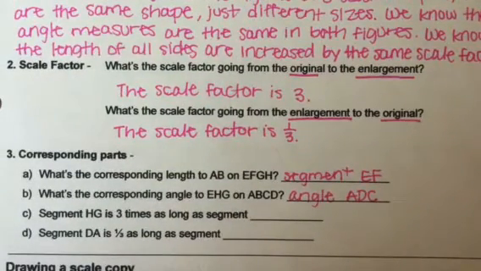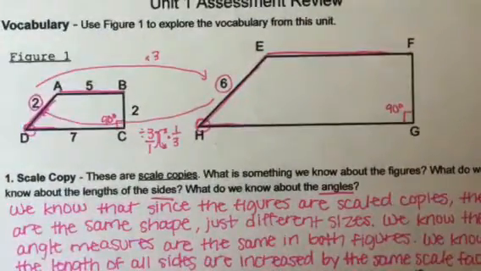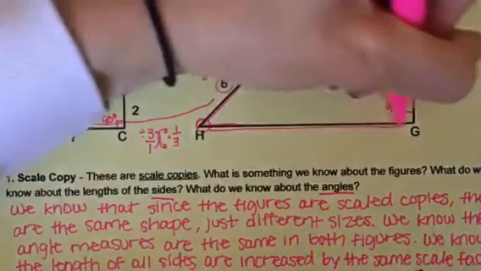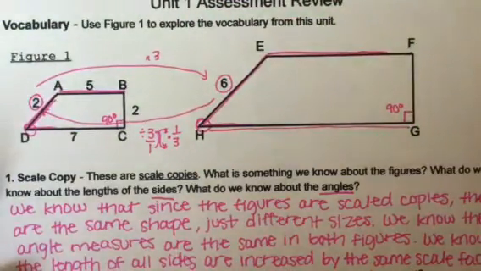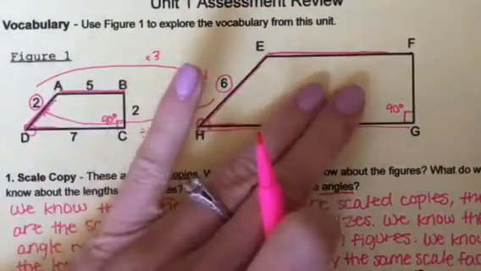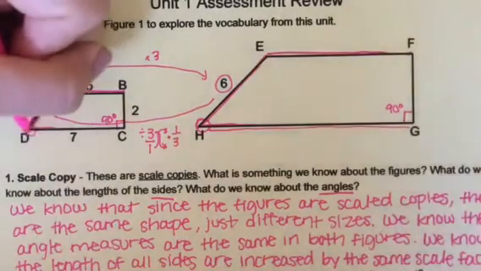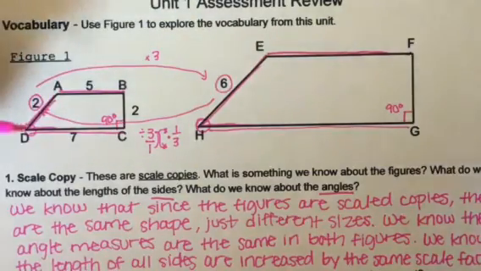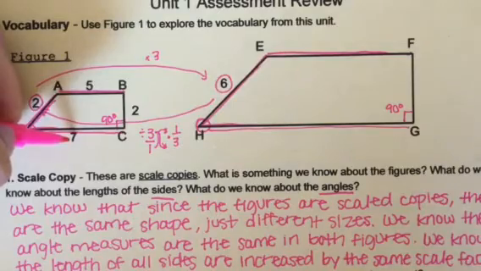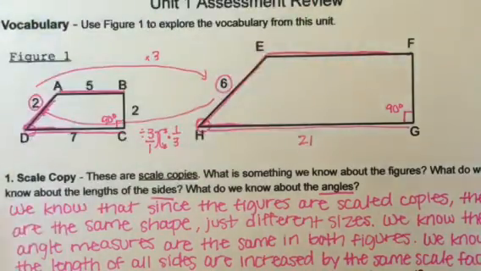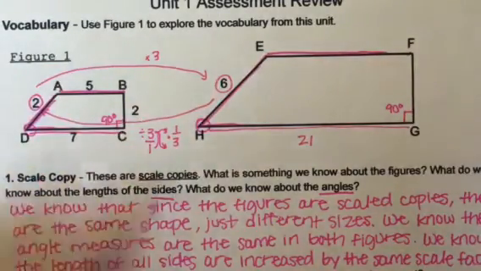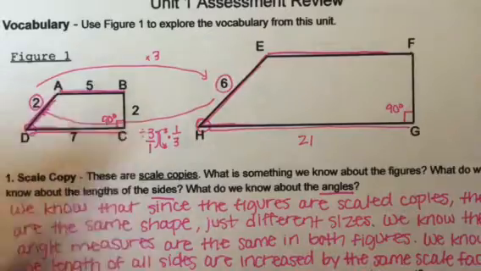Question C, segment HG is 3 times as long as segment what? Well, if we go back up to the top, we have segment HG over here. Well, we know that the scale factor going from our original to our enlargement is 3. So it should be 3 times bigger than its corresponding side, which would be DC. And we can double check that with our math. We know that if we're going by a scale factor of 3, all of our numbers are being multiplied by 3. So this length would be 21, which is in fact 3 times bigger than 7. So then we know that HG is 3 times as long as segment DC.